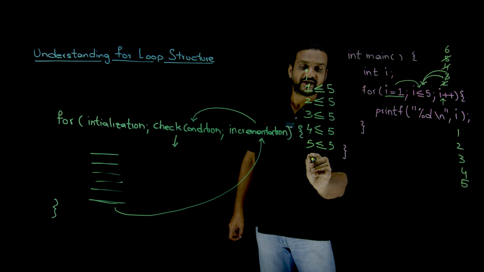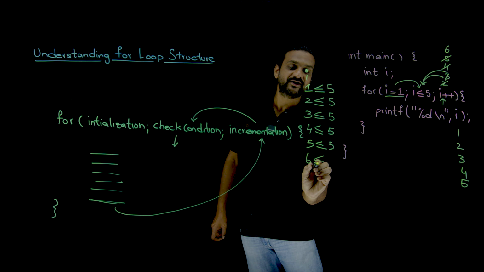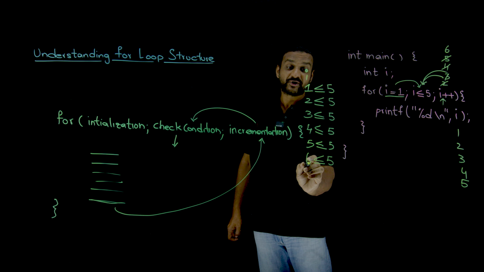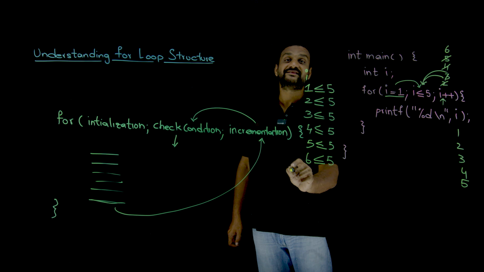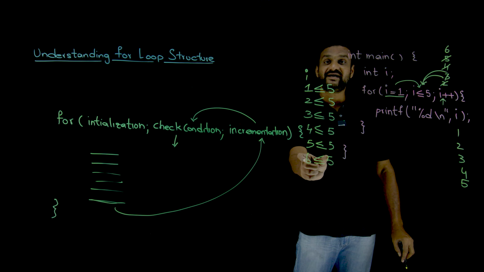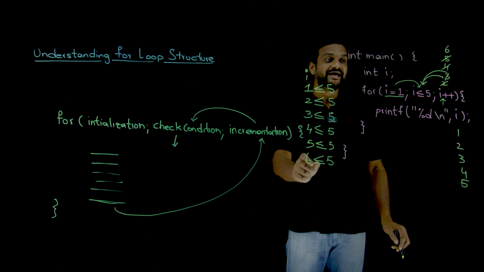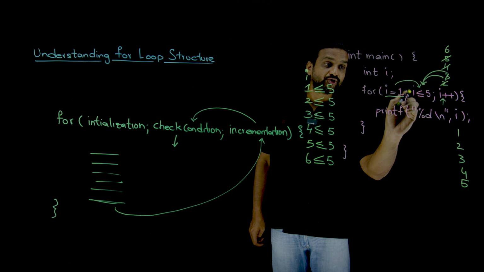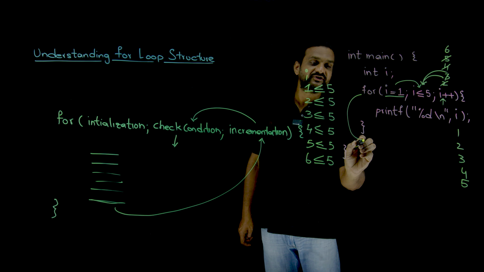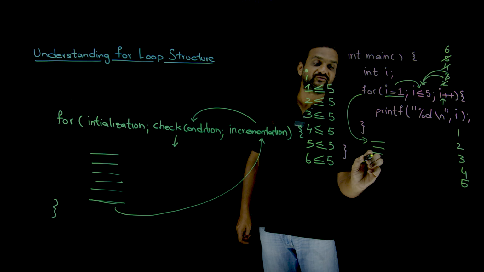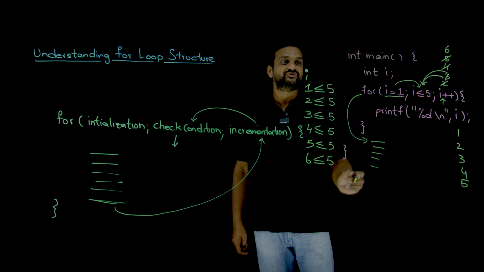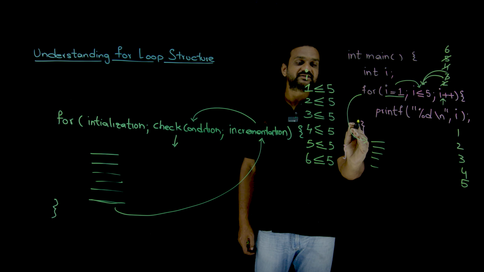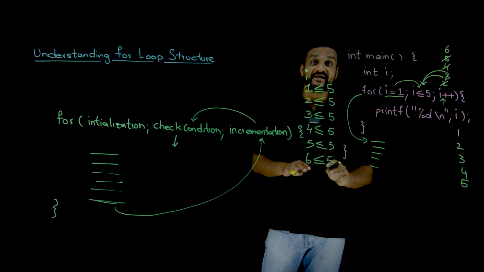Now the new value is 6. We are going to check whether 6 is less than or equal to 5. Is it true? No, it is not true, because 6 is greater than 5. As this condition is failing, we are going to come out of this for loop and the remaining lines of code will get executed.